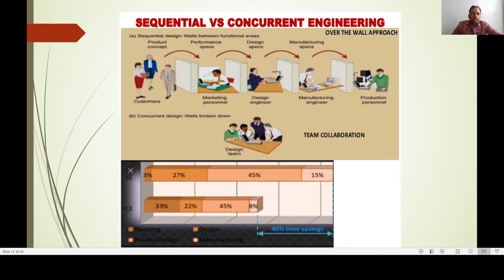ME 8691 Computer Aided Design and Manufacturing. Unit 1: Introduction to CAD. In Introduction to CAD, the next topic is sequential and concurrent engineering.